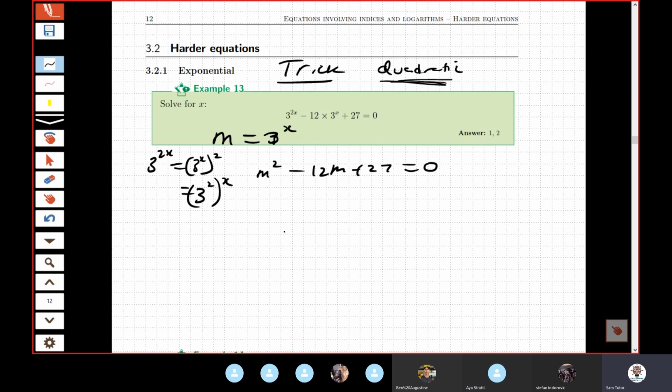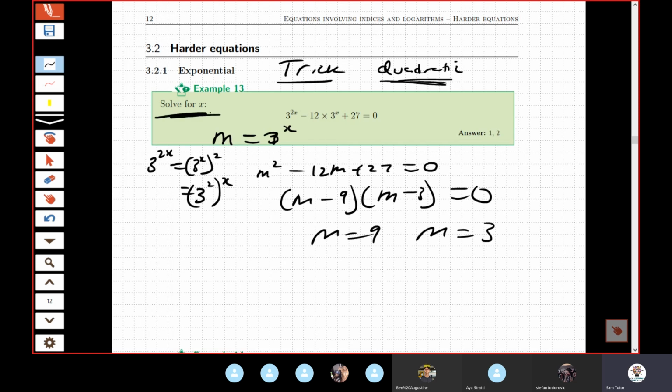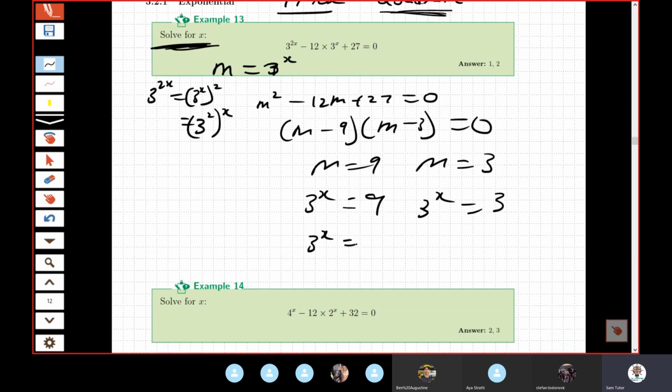Minus 12m plus 27. Factorize. Solve. What letter were you trying to solve for? x, definitely not n, definitely not m. So replace. And of course, 9 is 3 squared. So therefore x is 2 and x is 1. Does that make sense? x is 2 and x is 1.